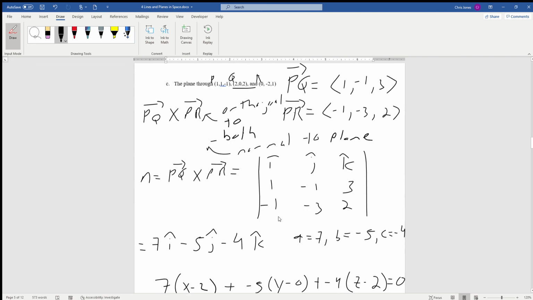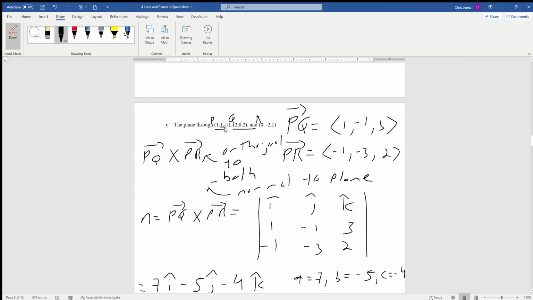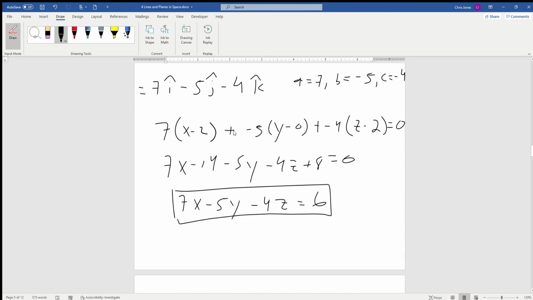Of course, as a check, what we could do is substitute any one of the points back in, and it should satisfy the equation. And if it doesn't, that means we messed up somewhere. All right, so let's just plug in P, (1, 1, -1), and see if that works. So it would be 7 minus 5 plus 4, and that's equal to 6, because we'd end up with 11 minus 5, and that's a good thing, because if it wasn't, it wouldn't satisfy the plane. All right, so there's always ways to check these answers.